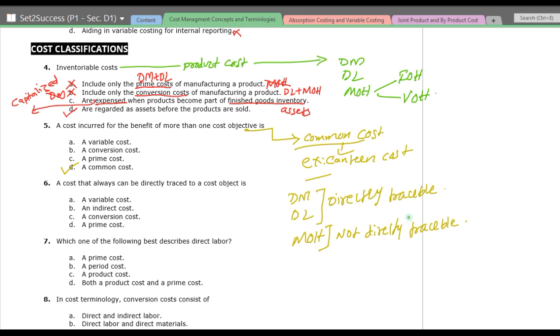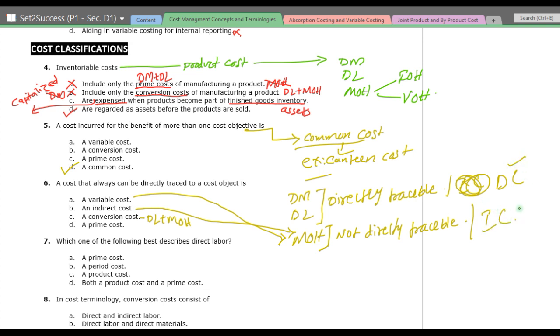Now, variable overhead is manufacturing overhead. Indirect cost is a manufacturing overhead. Conversion cost includes direct labor plus manufacturing overhead. So it includes indirect costs, costs not directly traceable to the end product, or it can also be called indirect cost. This is direct cost and this is indirect cost. So it can also be called direct cost and indirect cost.